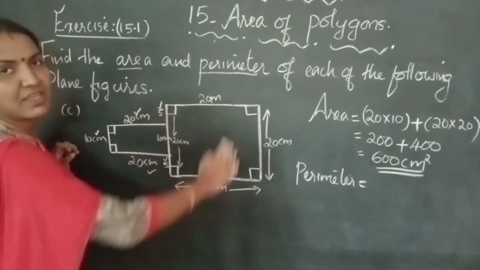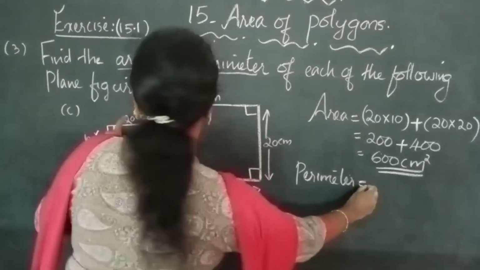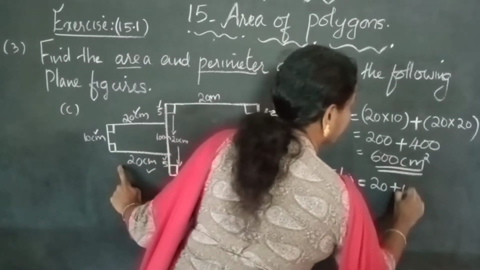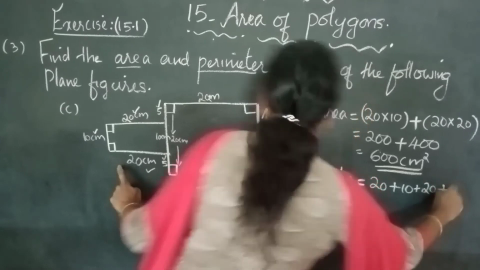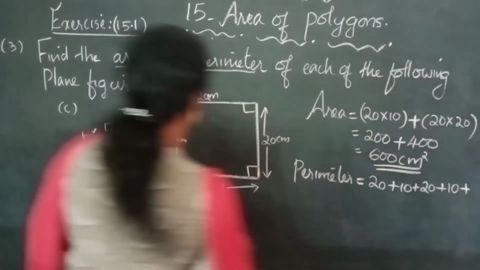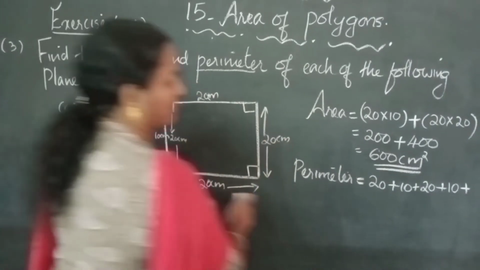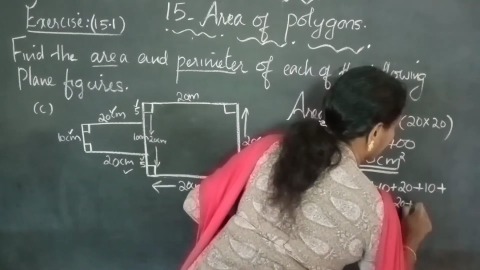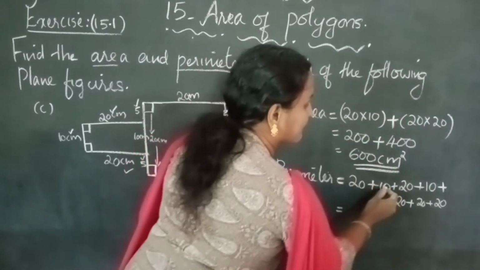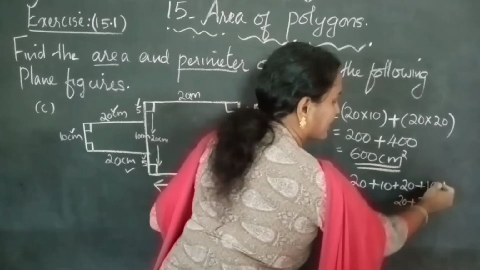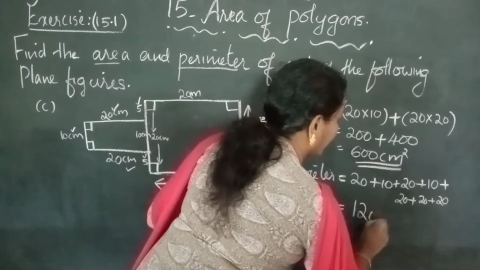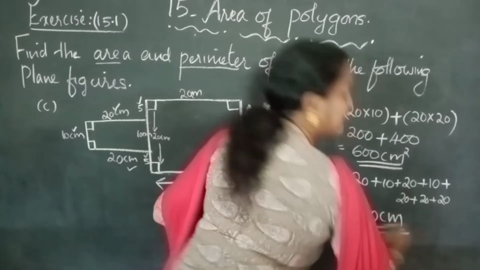The sum of the lengths of the boundary is equal to 20 plus 10 plus 20 plus 5 plus 5. 5 plus 5 is 10, plus 20 plus 20 plus 20. Adding 20 plus 10, 30, 50, 60, 80, 100, plus 20, 120. So 120 centimeter.